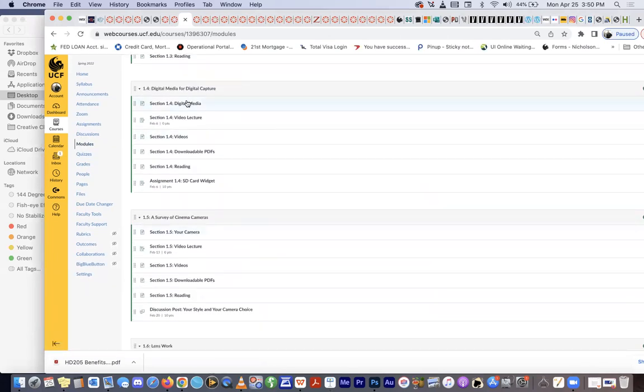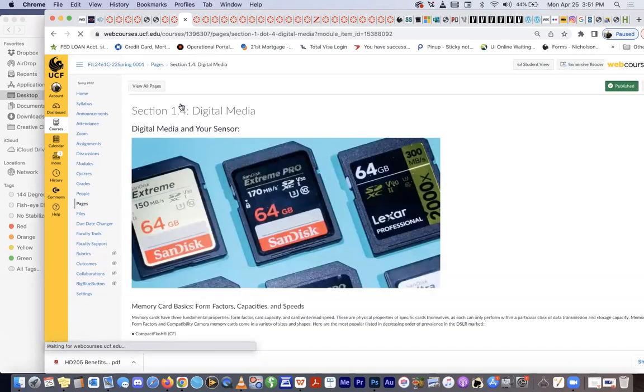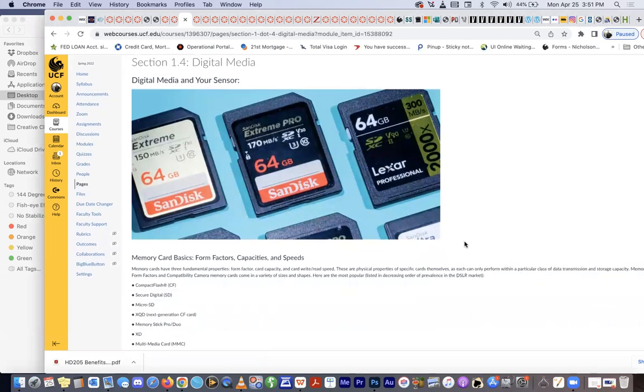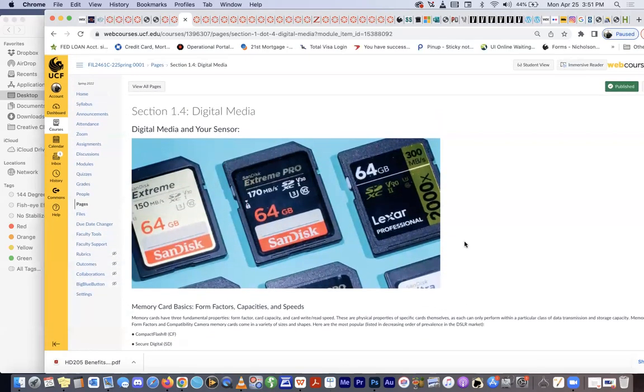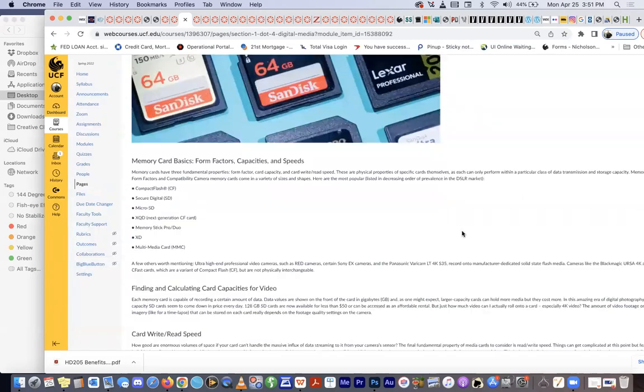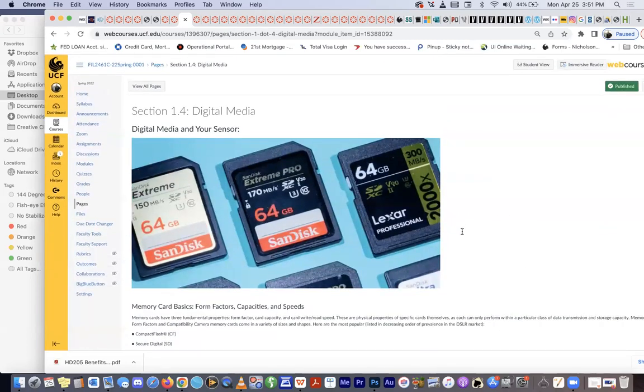So 1.4 got a little bit sticky. In 1.4, I think the main takeaway from this section was talking about recording media, the different types of media that are out there, and how you determine your recording time on a particular media card or on a particular roll of film, for instance. Film's a little bit easier to interpret.